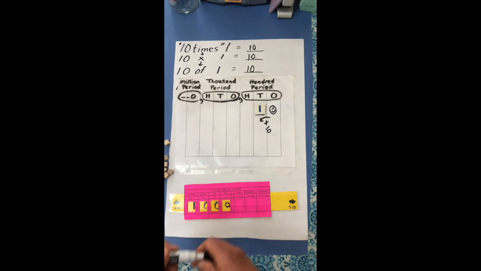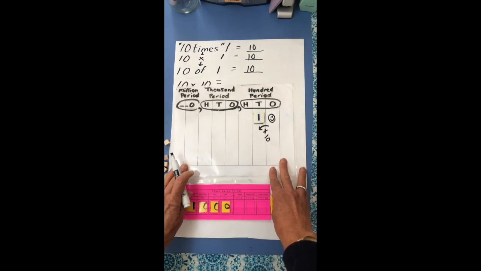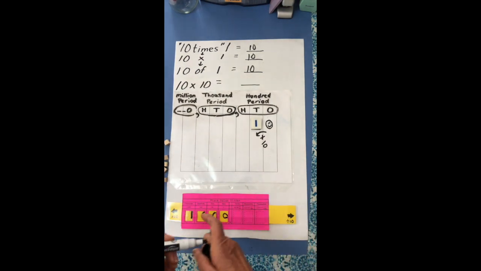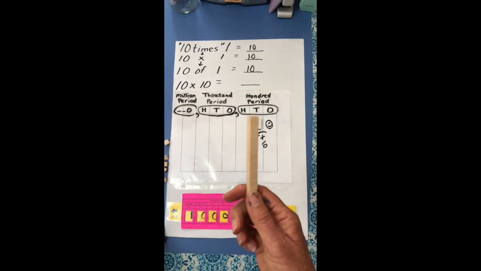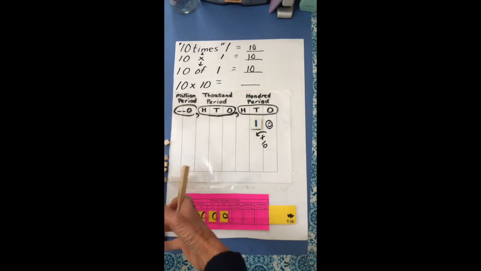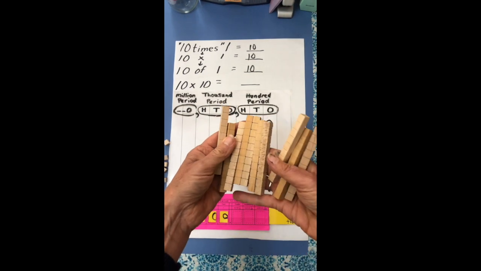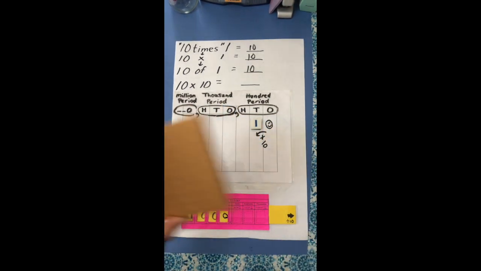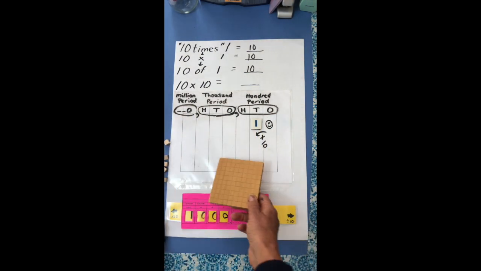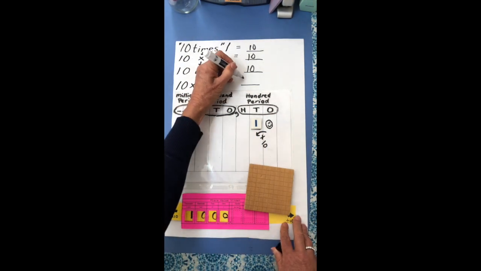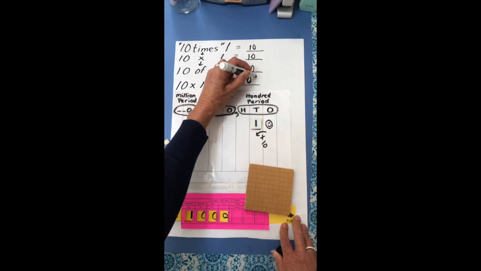Okay, let's try it one more time. How about if we do 10 times 10? So if I had one group of 10 and then I did 10 groups of 10, I would have 10 tens. And that's equal to one of these. So 10 tens is 100. So we know the answer to this is 100 if we used our manipulatives.